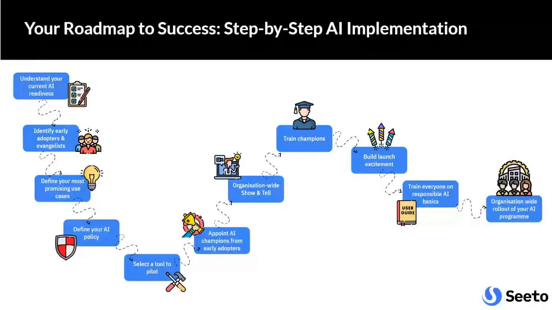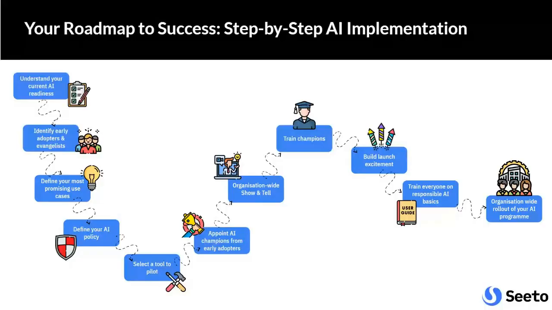Rolling out generative AI is definitely a process, and we want to give you some of the tips that we've learned from working with our customers about how you might go about this. And unsurprisingly, it looks like almost any digital transformation project where you are rolling out a new tool. First, understanding your AI readiness as a business. Where are you now? How is it being used? Is it already rolled out? Do you have an AI policy?